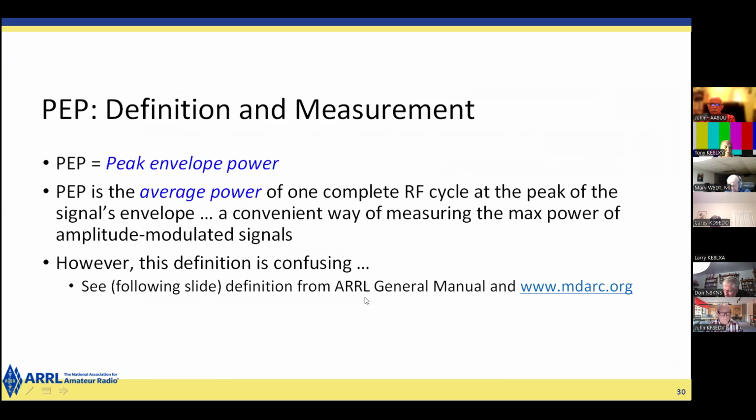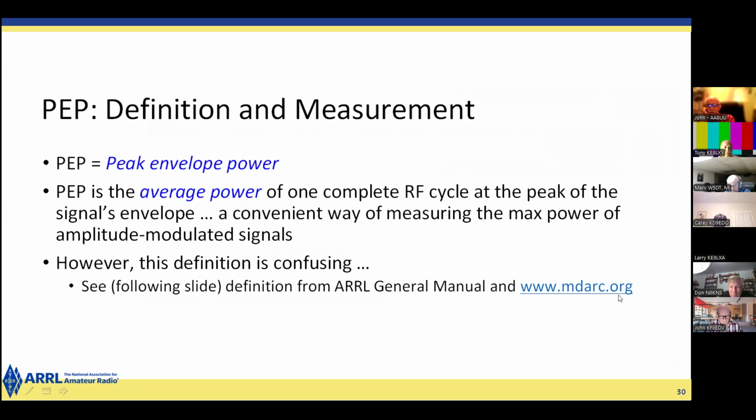Here we go with peak envelope power. Now this is the one I thought you've got to pay attention to. The peak envelope power is the average power. So they're calling it a peak envelope power, but it's the average power of one complete RF cycle at the peak of the signal's envelope. A convenient way of measuring the max power of an amplitude modulated signal. Oh, that's where it came into the system there, as an amplitude modulated signal, which actually sideband is a kind of amplitude modulated signal for sure.